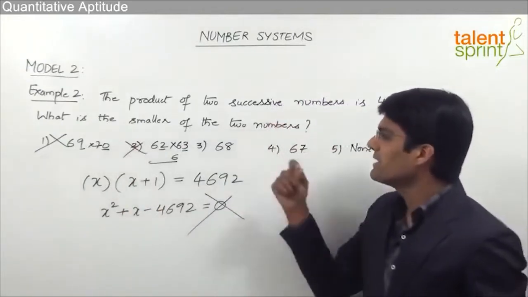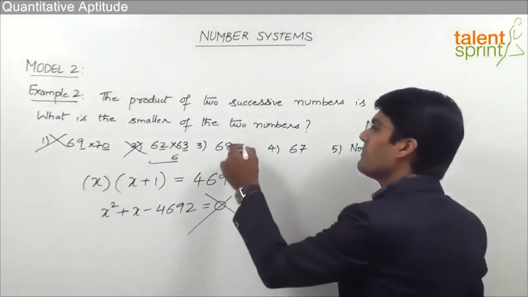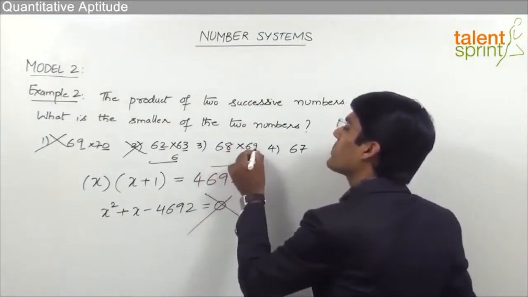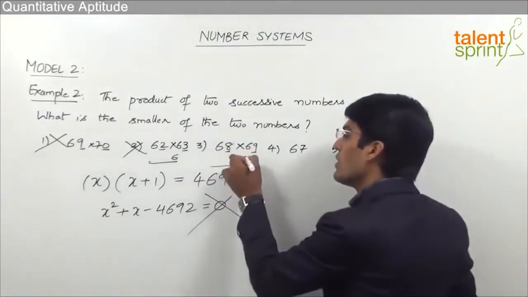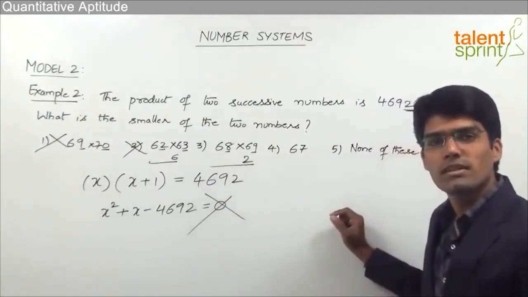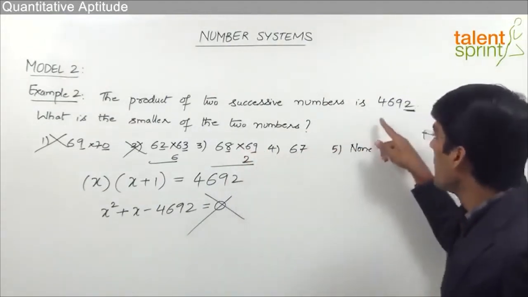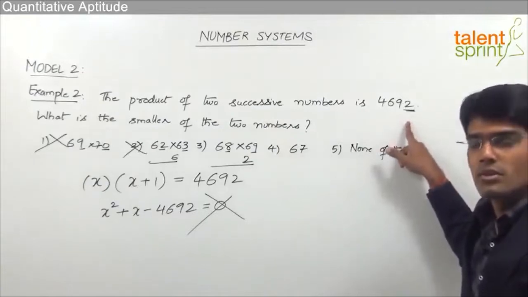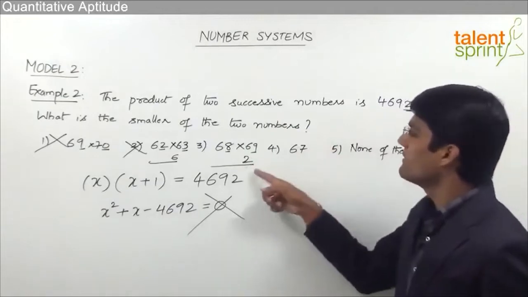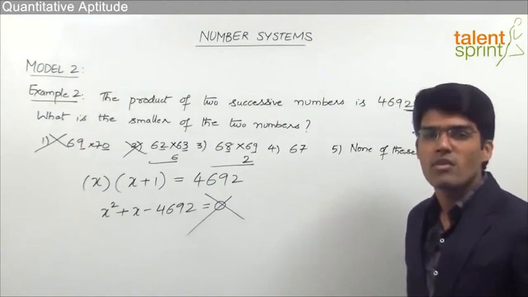When we go for option number 3 here, the given number is 68. Now if this is the smaller number, the larger number has to be 69. If one number ends in 8 and the other ends in 9, their product 8 into 9 is 72, so 2 will be in the units place and 7 gets carried forward. So the product of 68 and 69 ends in 2, and even the given product here ends with 2. So option number 3 may be the correct answer. Just because the units places are matching, we cannot say directly that option 3 is correct. We also have to verify it before we mark the answer.